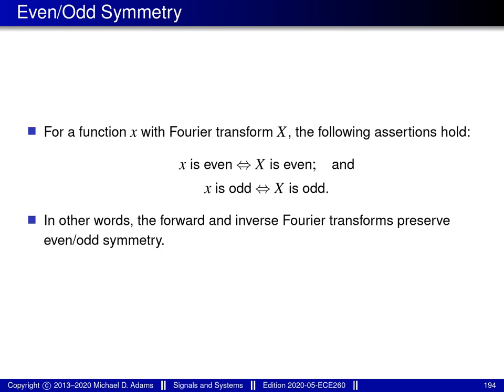The next property of the Fourier transform that I need to introduce relates to function symmetry. In other words, the evenness and oddness of functions. So for a function little x with the Fourier transform big X, the following assertions hold. The function little x is even if and only if the function big X is even, and the function little x is odd if and only if the function big X is odd. In other words, a function and its Fourier transform always have the same evenness and oddness properties. Or saying this another way, the forward and inverse Fourier transforms preserve even and odd symmetry.